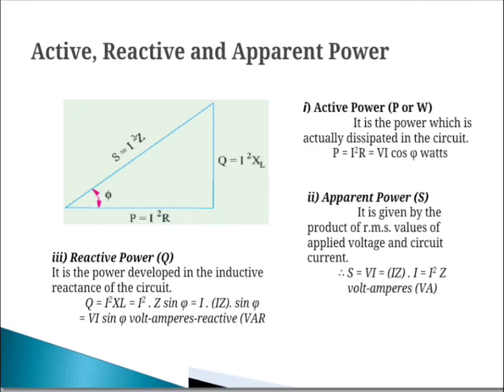Then the last one is the apparent power. It is denoted by S, and it is the combination of the active and reactive power. The apparent power is the product of the RMS value of the applied voltage and the current present in the circuit. That is, S is equal to V into I, and the unit is volt ampere or kilovolt ampere.